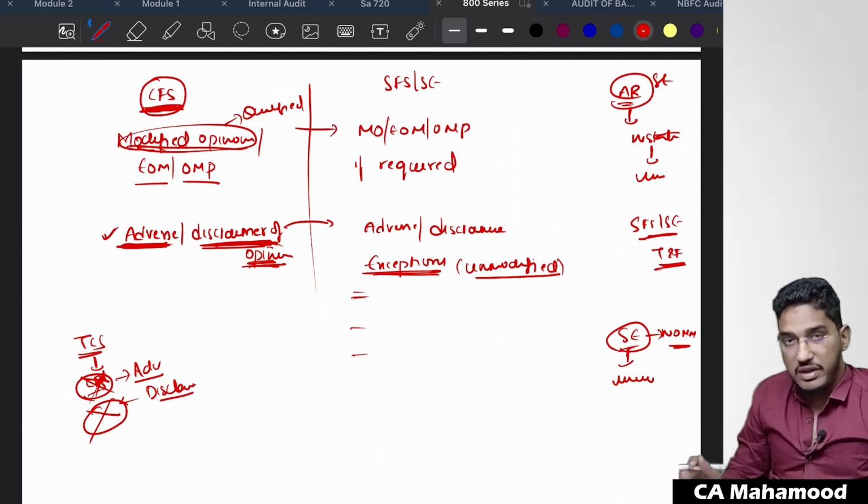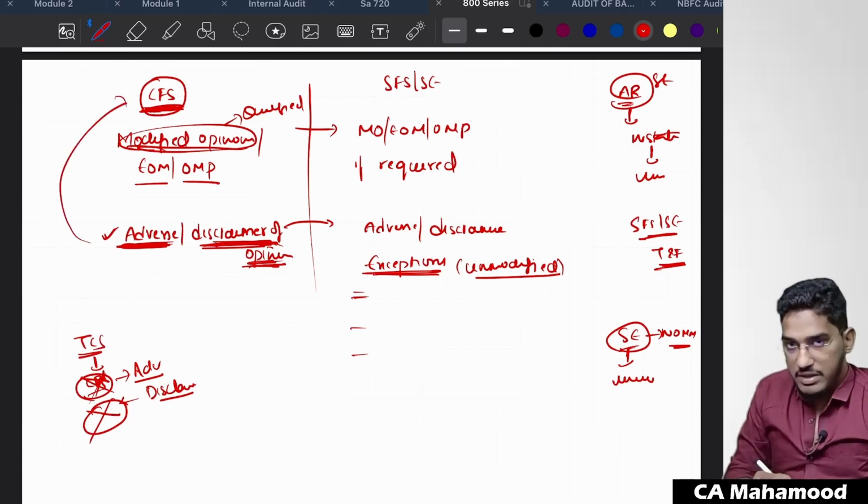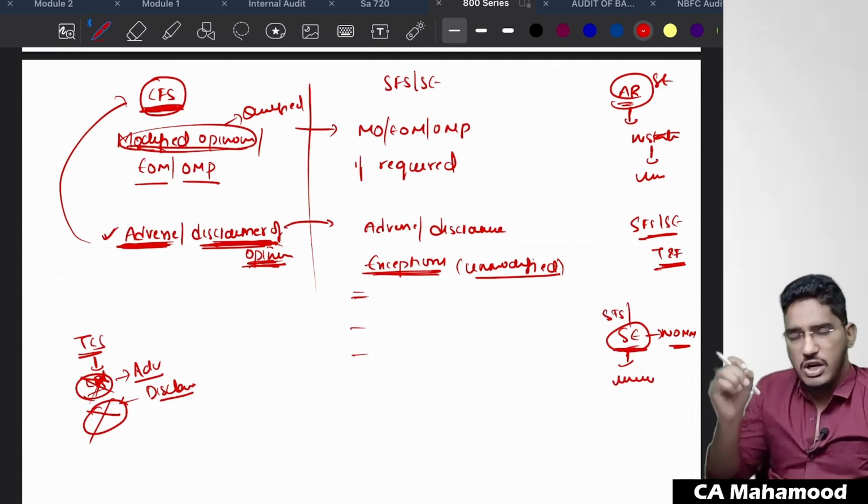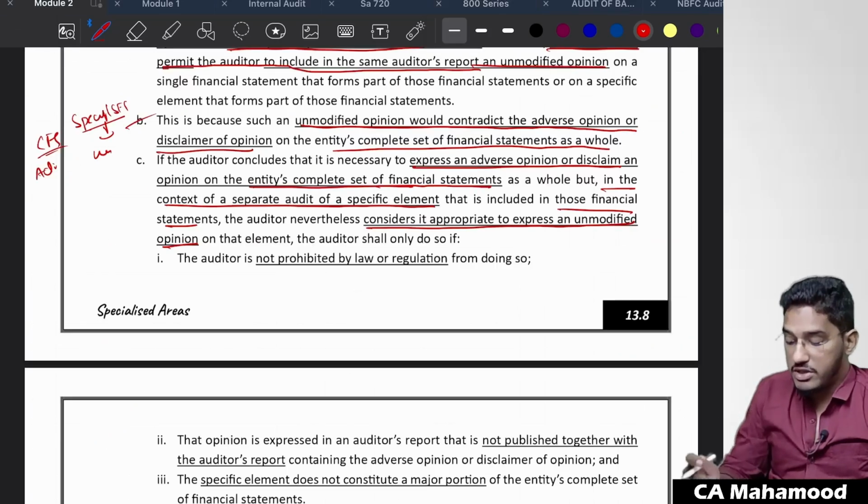Generally, you should not give an unmodified opinion, but there are some exceptional circumstances. You can give an adverse or disclaimer of opinion on the complete financial statements and express an unmodified opinion on a single financial statement or specific element only in exceptional circumstances. Sir, when can he do that?